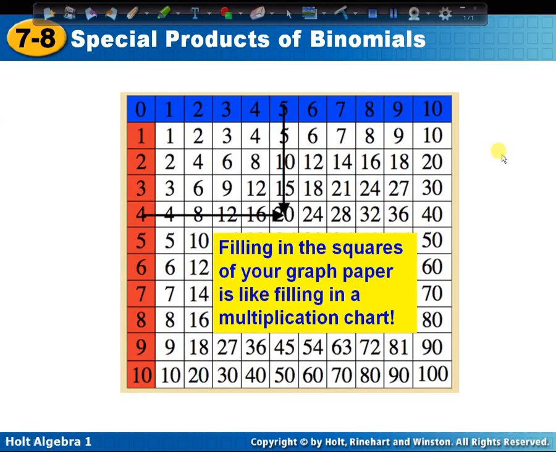Alright guys, if you look at this, Algebra Tiles is kind of like using a multiplication chart. Like here we have 4 and 5, and if I multiply those together, if I come down on my multiplication chart, I have 20. That's kind of the same deal that we're doing with the Algebra Tiles. It just gives you a little bit of a different way to think about it and connect it with something that you've already seen before, because most of you have seen a multiplication chart. So again, this is kind of working the same way. Filling in the squares of your graph paper is like filling in a multiplication chart. You don't have to copy any of this down.